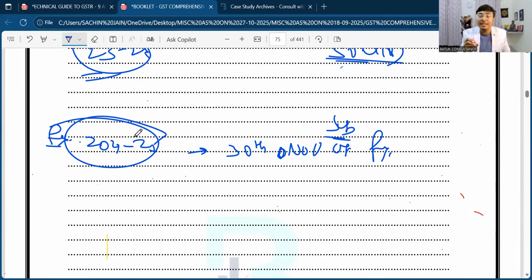I suggest that your GSTR-9 should be prepared by 20th of November. We just need to file it on the GST common portal, because reconciliations we should prepare by 20th of November. So this month is going to be very crucial for us, those who are into GST practice.